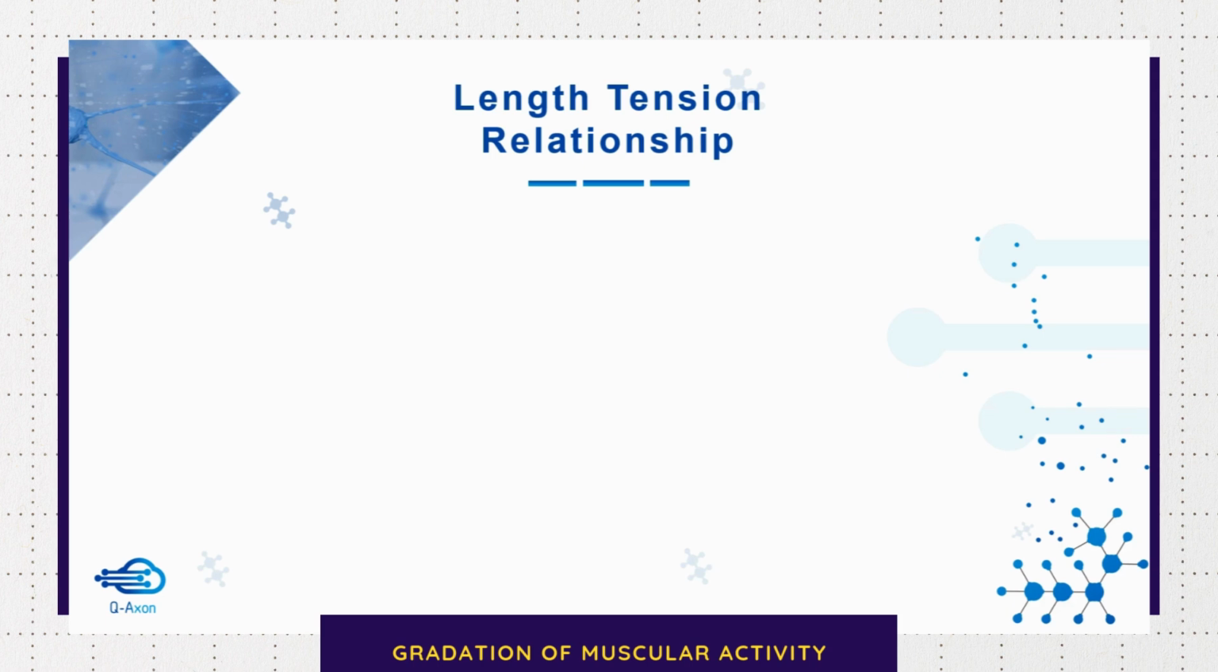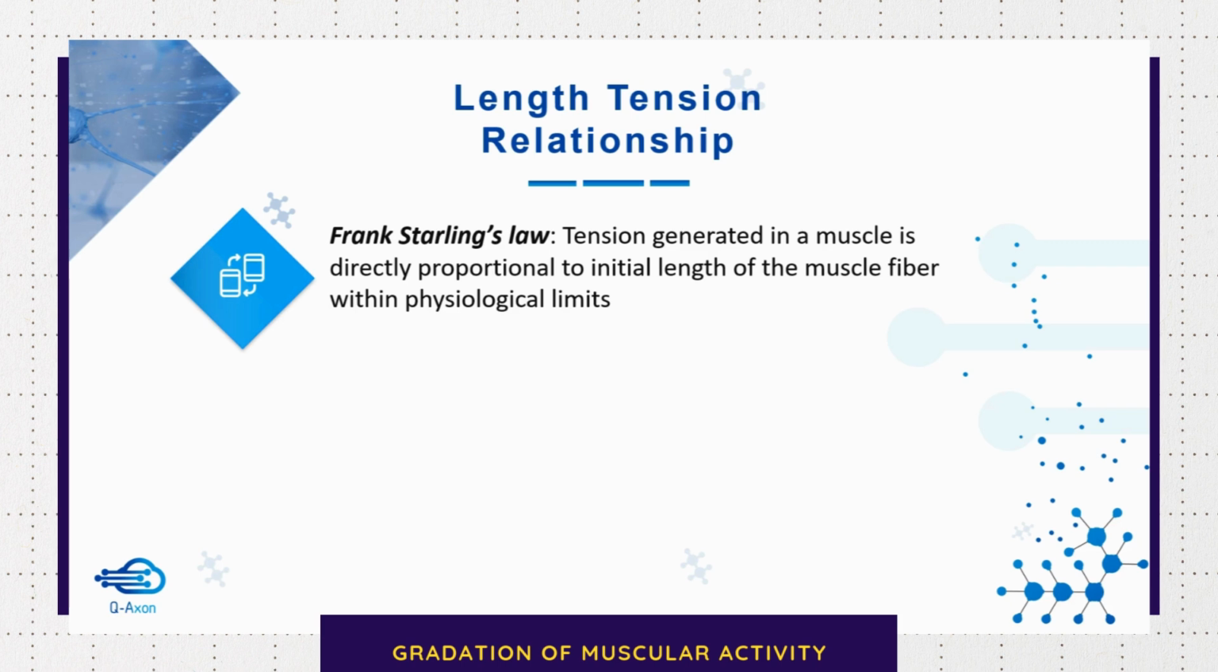This is what we mean by the length-tension relationship. There is a law which explains this relationship, and that is called Frank-Starling's law. This law states that the tension generated in a muscle is directly proportional to its initial length. But this is only within physiological limits. This is quite like a rubber band, where you go on stretching it, it'll recoil with much more force. But after a point, if you stretch it, it'll break. The same way, there is a physiological limit for the muscle also.